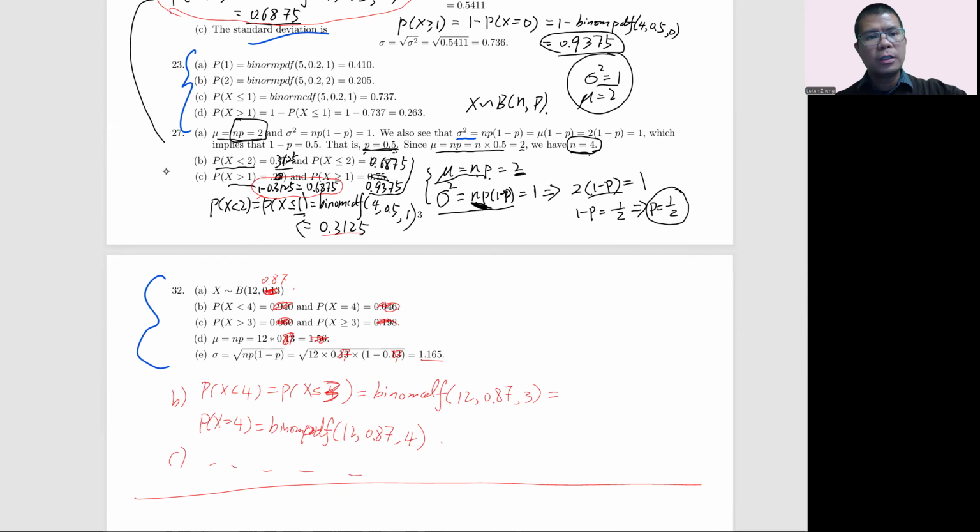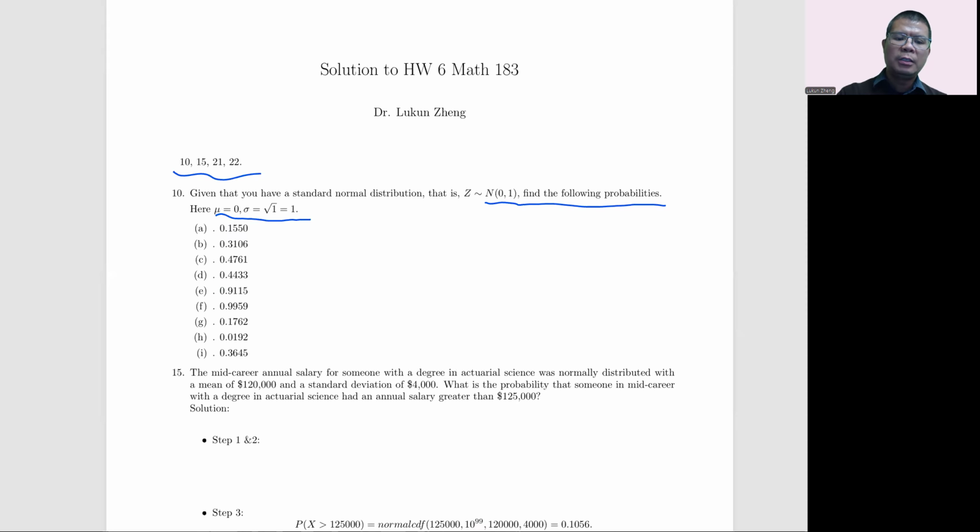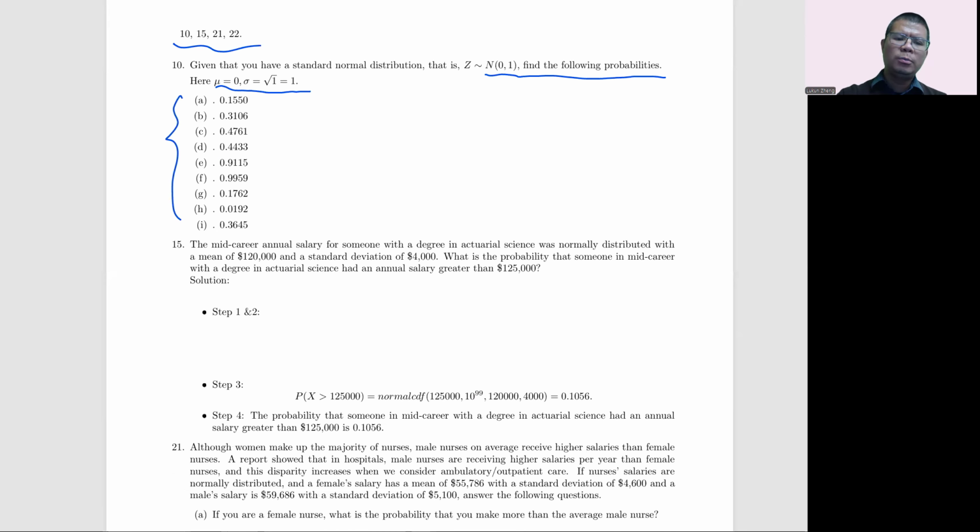So that's for this one. And then chapter homework 6. All right, homework 6. There are 4 questions in homework 6. So it's about normal distribution. And I found the following probabilities with mu equals that. Using calculators, you can find all these values. All right, double check with that. It should be straightforward.